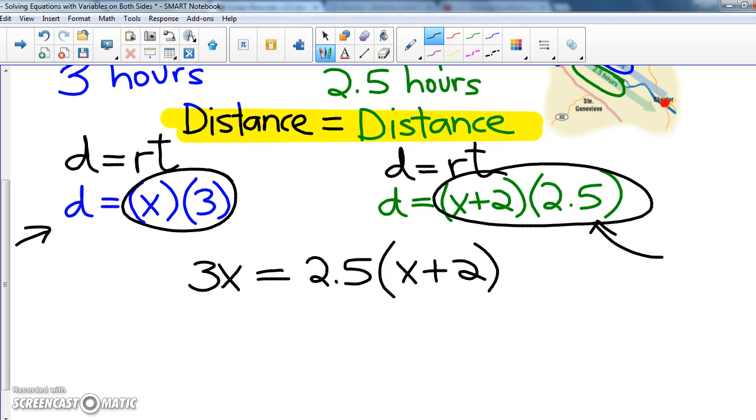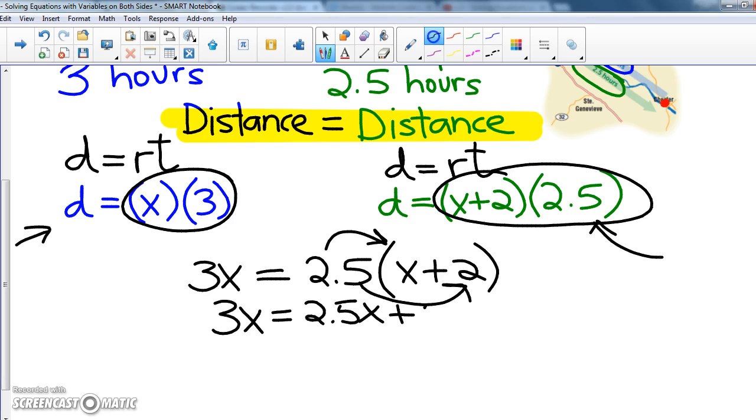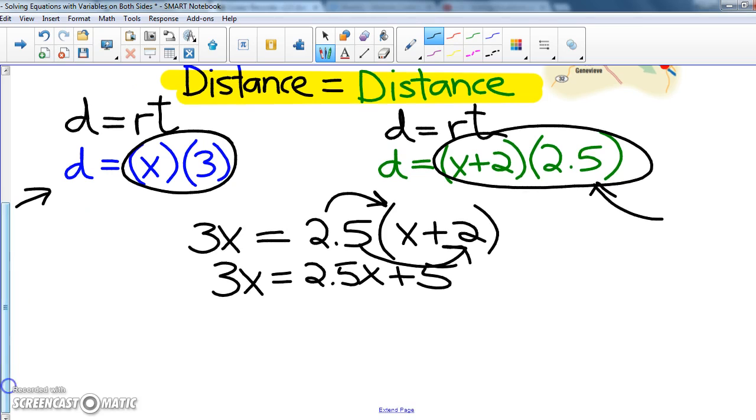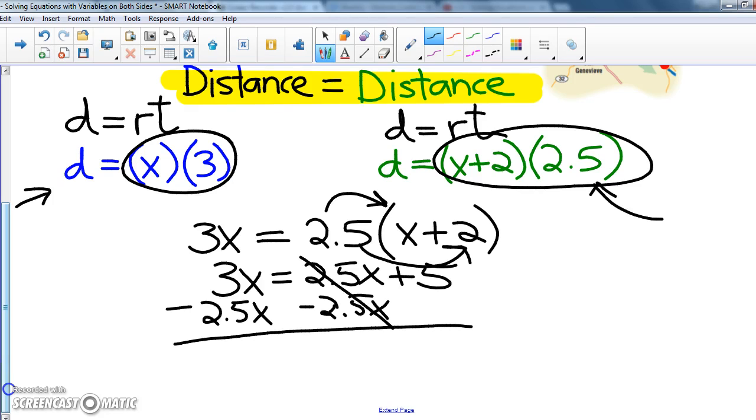Okay, let's go ahead and distribute. So that's 3x equals 2.5x. 2.5 times 2 is 5, so it looks like that. I'm going to move my x's over to the left side. 3x minus 2.5x is 0.5x.